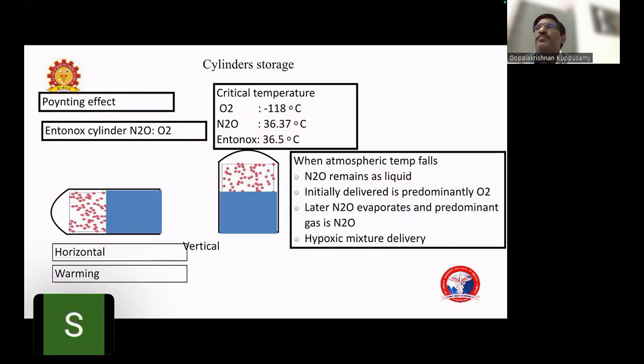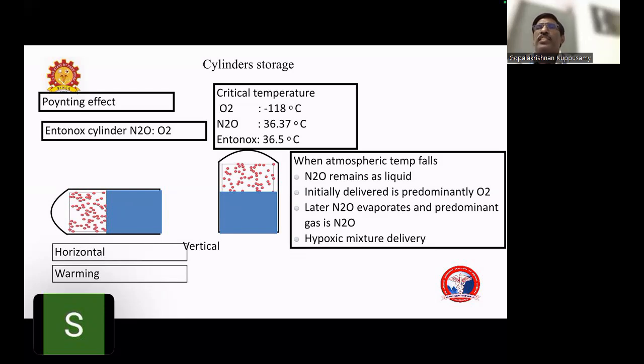The problem with cylinder storage. We have a cylinder called Entonox cylinder, where oxygen and nitrous oxide are in equal ratio. The critical temperature of nitrous oxide is 36.5 degrees Celsius. But when you mix oxygen and nitrous oxide in equal ratio, the Entonox mixture has a critical temperature of minus 7 degrees Celsius.